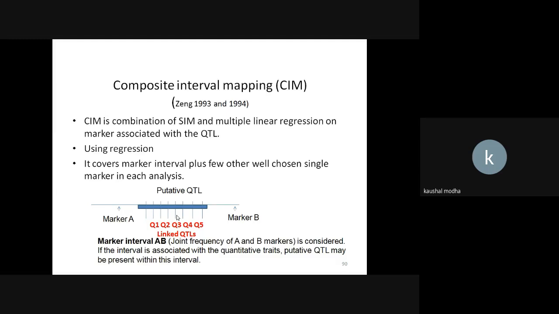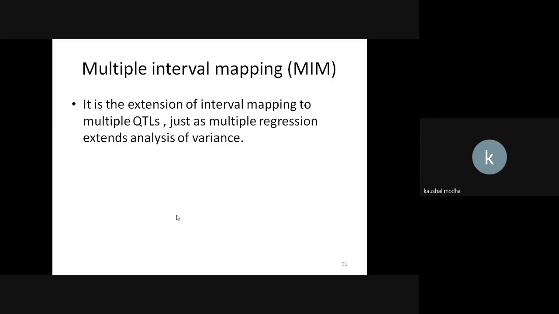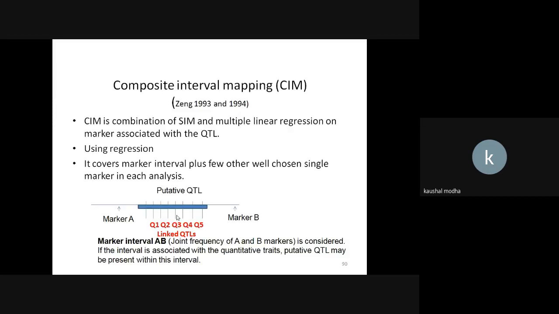Composite interval mapping is utilized to resolve the linked QTLs. So if QTLs are linked and you want to resolve whether there is a single QTL or many QTLs linked together, then we utilize composite interval mapping. Multiple interval mapping: now rather than utilizing single markers, we utilize intervals. Within this region, we try to map the intervals with the quantitative effect on the trait, and we utilize the multiple intervals to find out whether there is a single QTL or these QTLs are linked or not.